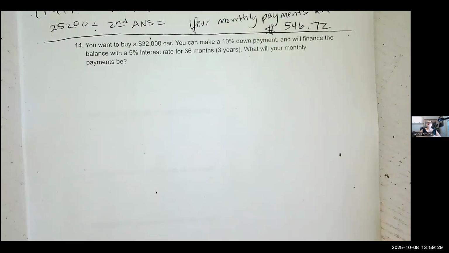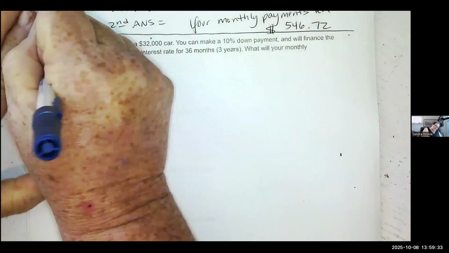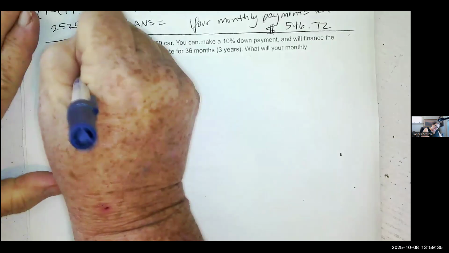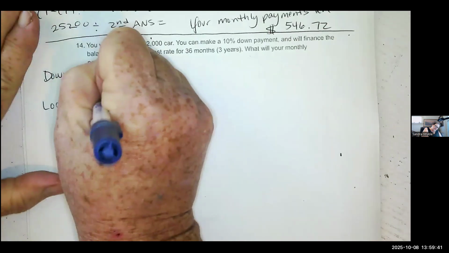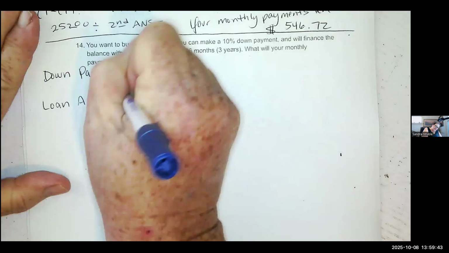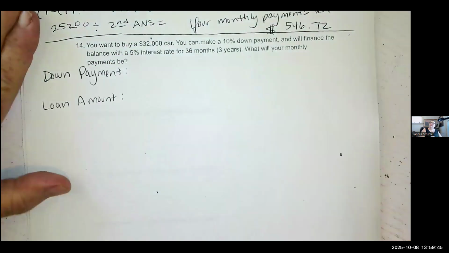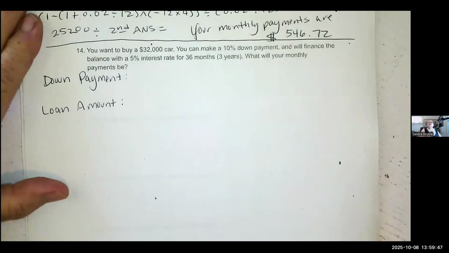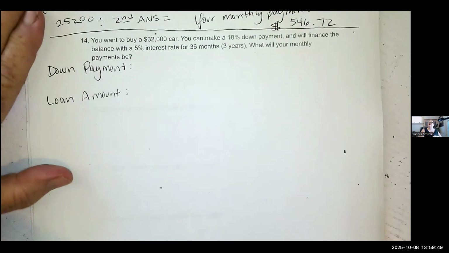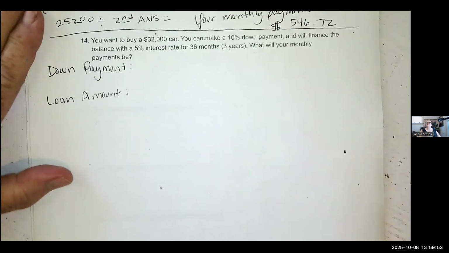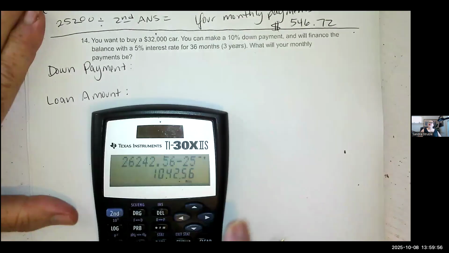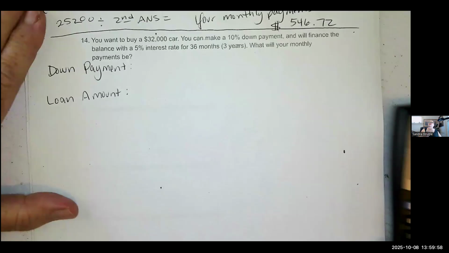All right. So we need to find out what that loan amount is going to be. So first, down payment. Find your down payment. Then find the loan amount. Then we'll do the formula to find how much your monthly payment is going to be. Okay. Please try to do these two things first by yourself, and then come back and we'll go from there, just to make sure you're on the right track. So pause the video and come back.